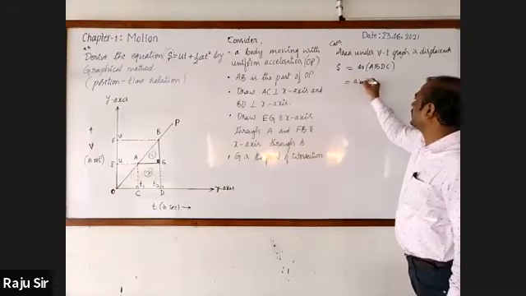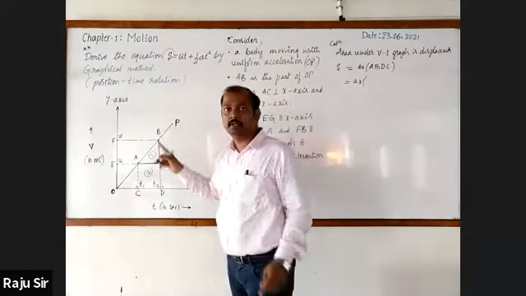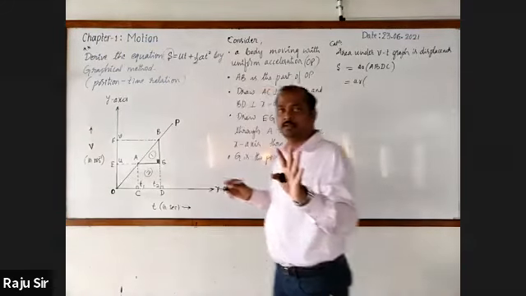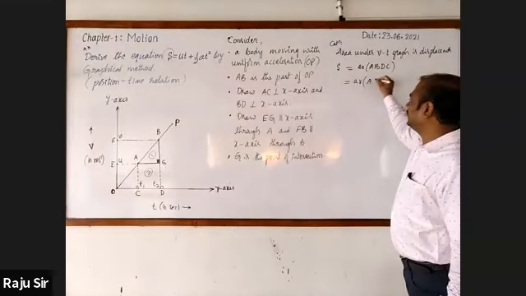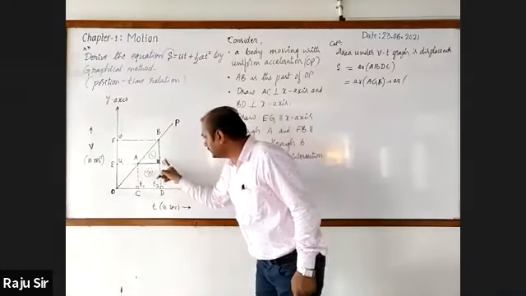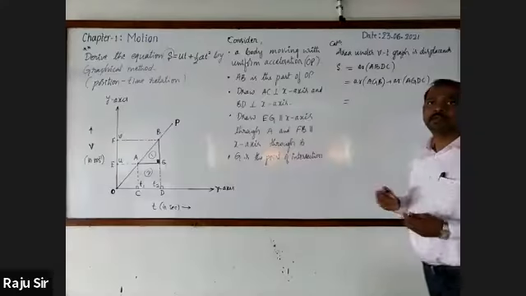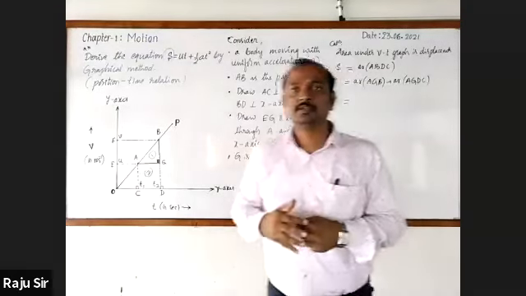Observe. Your area of ABDC, I'm going to split up as area of triangle AGB plus area of rectangle AGDC. You all know that area of triangle is half into base into height.